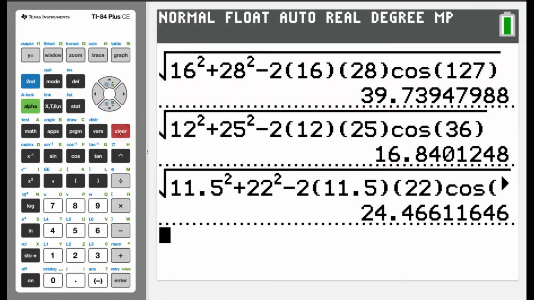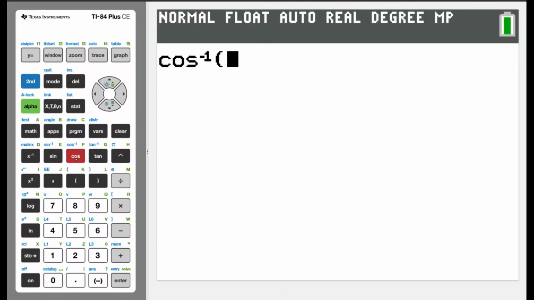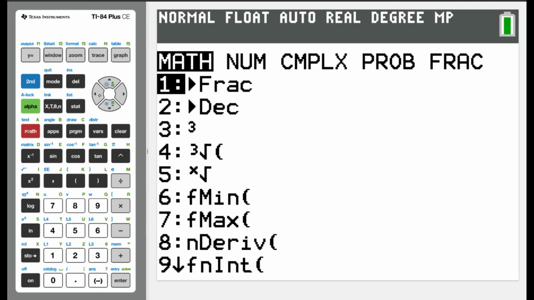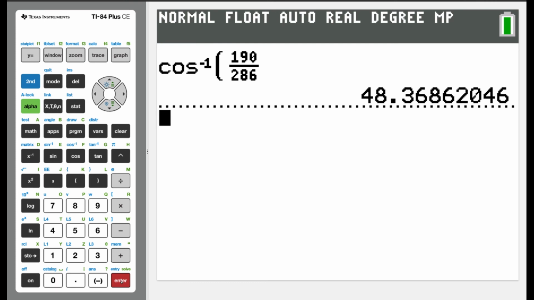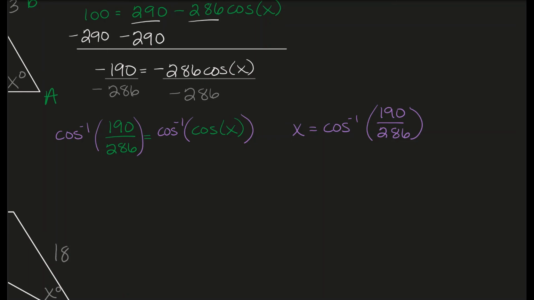So on my calculator, I can clear these. To get inverse cosine, you have to hit second cosine. And to get our fraction, we're going to hit math. We're going to hit left and then enter. And we're going to say 190 over 286. And there's going to be our angle, which is approximately 48.4 degrees.